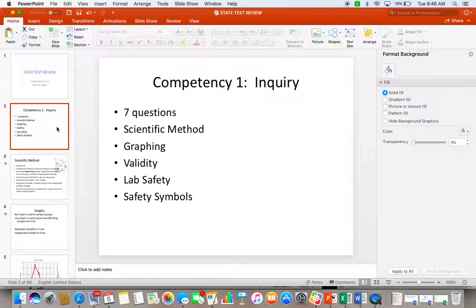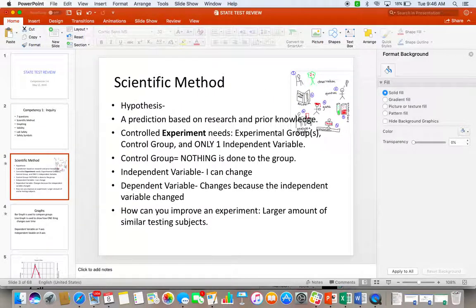Okay, so competency number one is inquiry, and that means we're looking at scientific method. When we look at scientific method as a whole, we're just looking at the way that we conduct a good experiment. Our experiments always begin with a hypothesis. This is just a prediction. It's in an if-then format. So, if it's dark and cloudy outside, then it's going to rain.